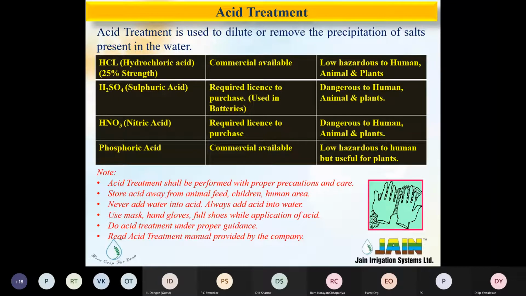Fourth is phosphoric acid. This acid is available commercially at the fertilizer store. It is one component in fertilizer, and it is low hazardous to human and animal, but useful for the plant because some of the fertilizers are acidic in nature. So phosphoric acid is one element that acts as an acid, and it can be used. These acids are used to dissolve the salt accumulated in the drip system. Now, while performing the acid treatment, some precautions have to be taken.